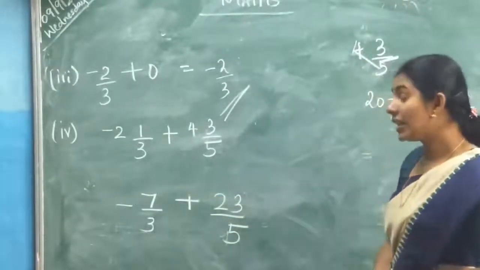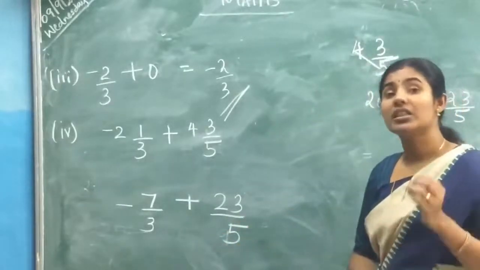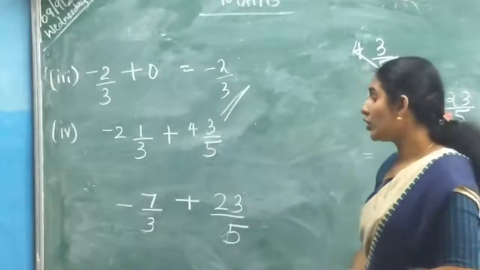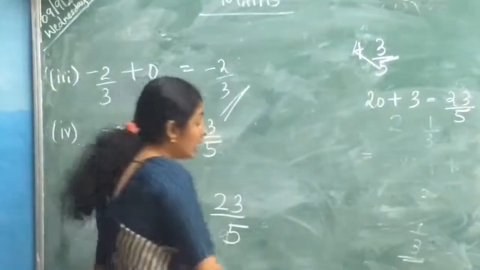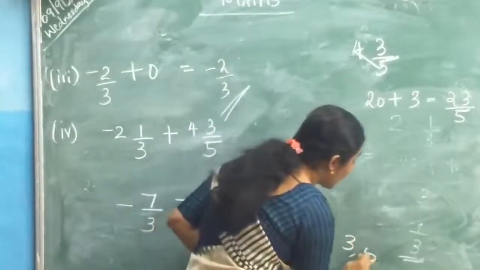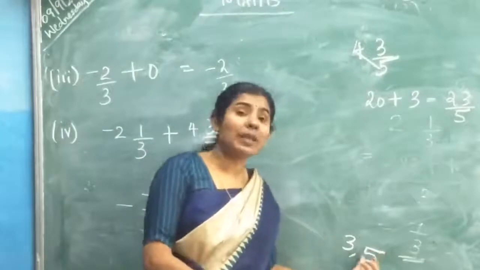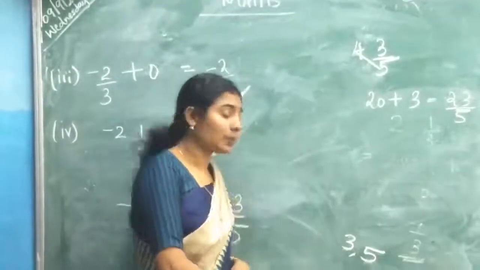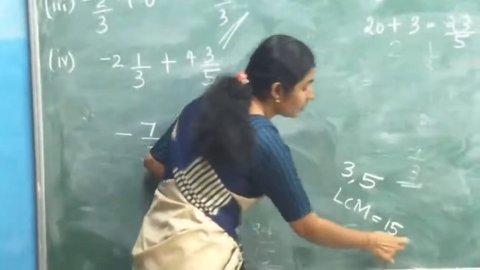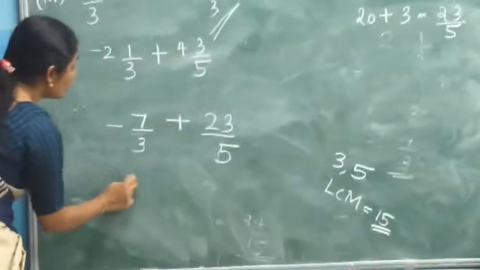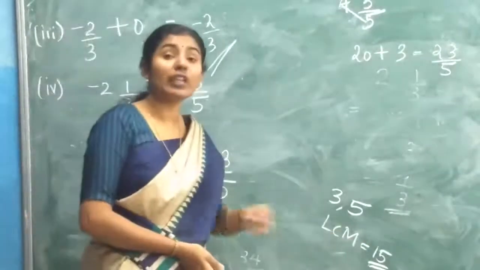See the denominators, they are 3 and 5. Both are different. So what should you do? Take the LCM of the denominators. Denominators are 3 and 5. Both 3 and 5 are prime numbers. So what is its LCM? LCM is 15. Now what should you do? Make each rational number's denominator 15.